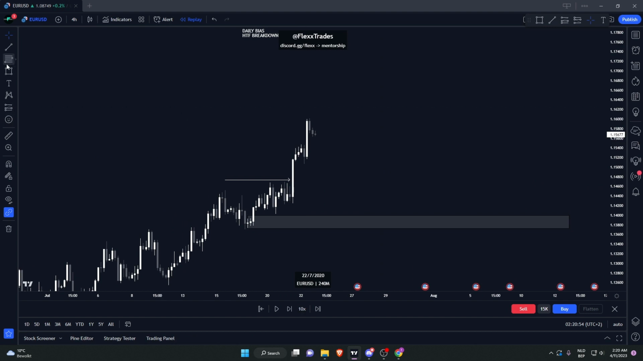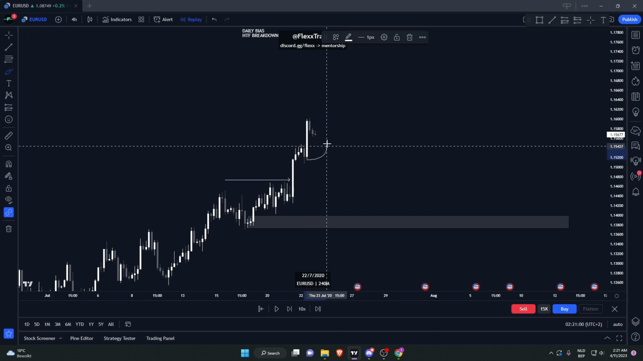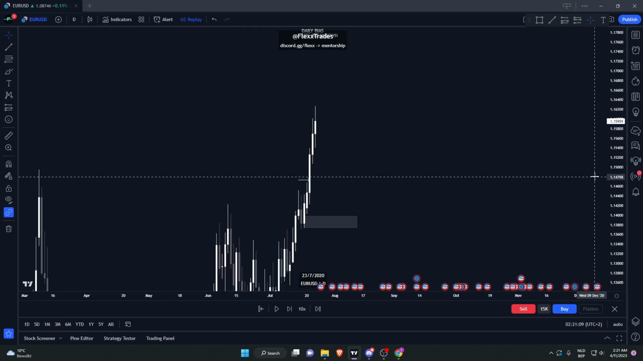We have this demand zone left behind from this break of structure. Now, what do we have here? We see that we have bullish continuation right here with these bullish candles. So that is also looking very, very good for us. As you can see, this candle right here shows that there's good momentum going on.